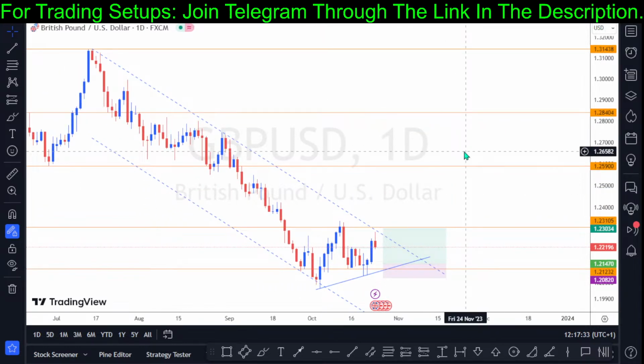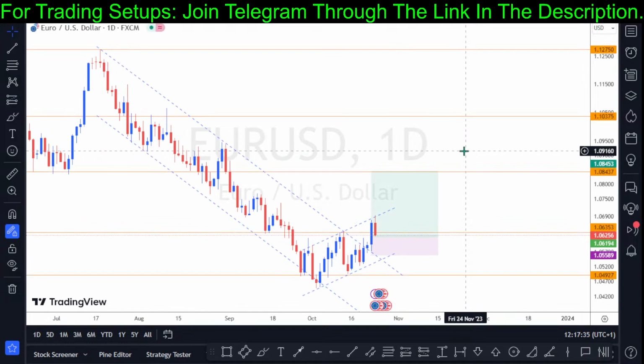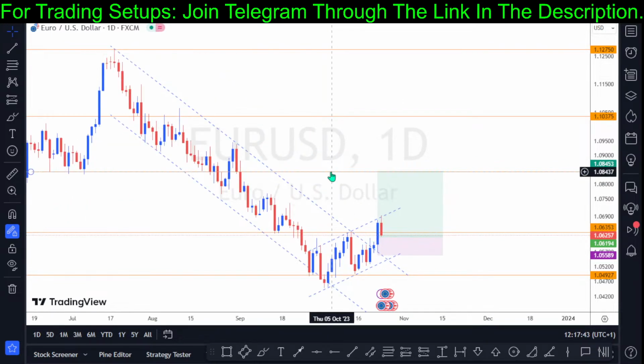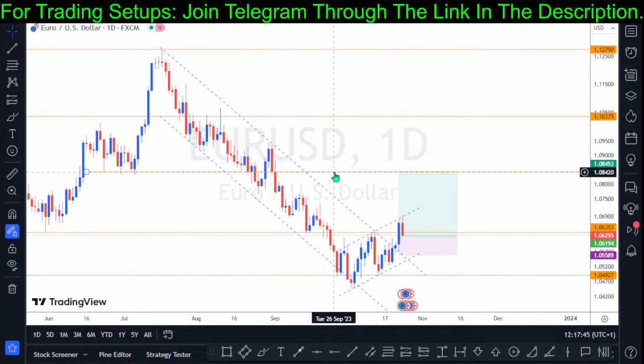Now let's check on the Euro USD. Euro USD still in a downtrend. We're still in a downtrend, but we have at least seen some potential change of market structure from the downside. But the change of market structure from the downside to the uptrend is yet to be confirmed.